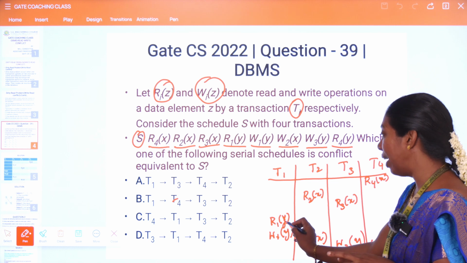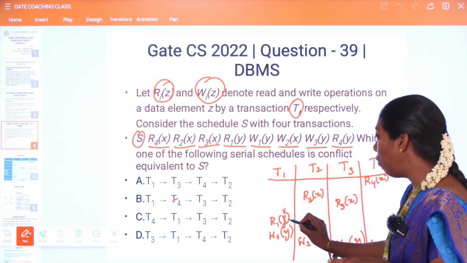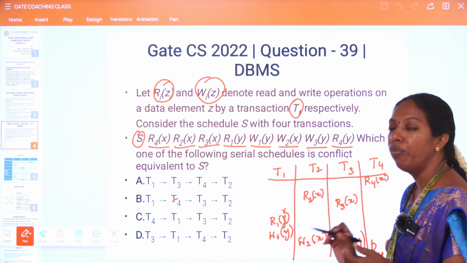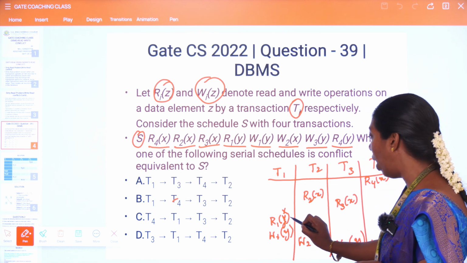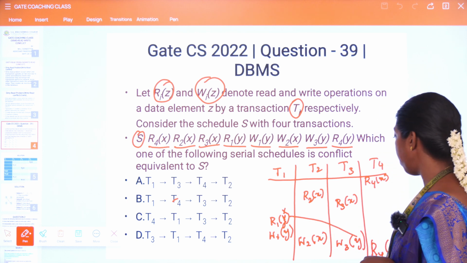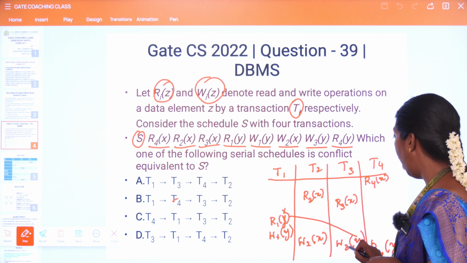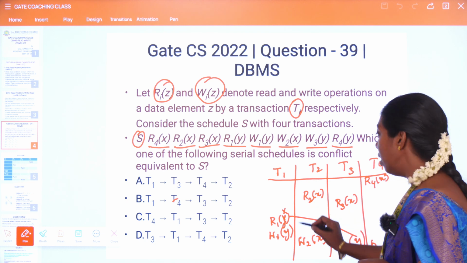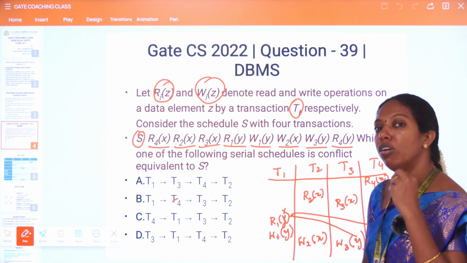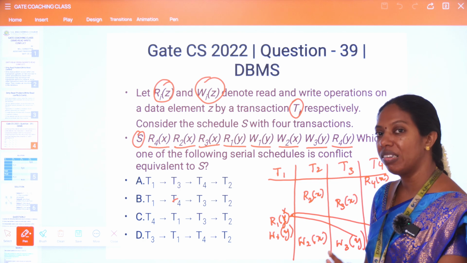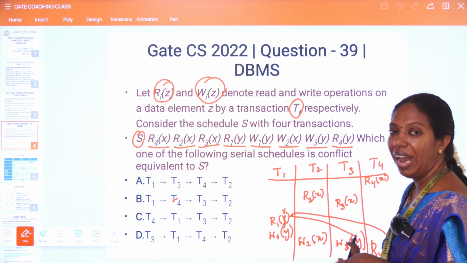So R1 of Y means you have to take out this item Y. So R1 of Y means where there is a read operation or write operation with Y, you have to relate that transaction to the first one. So transaction 1 with transaction 3. Yes, so the R1 of Y is related with the W3 of Y. Again the same R1 of Y is also related with the R4 of Y, because item Y is also used in transaction 4. So T1 is related to T3 as well as T4.